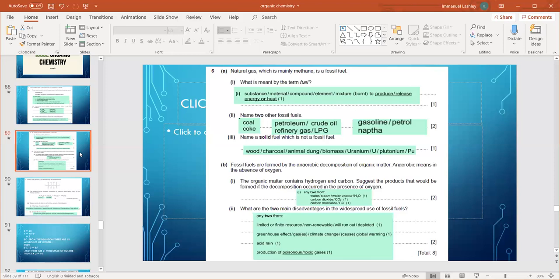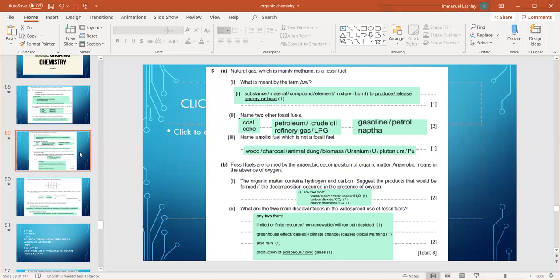Part B, fossil fuels are formed by the anaerobic decomposition of organic matter. Anaerobic, meaning lacking in oxygen, means the absence of oxygen. The organic matter contains hydrogen and carbon. Suggest the products that would be formed if the decomposition occurred in the presence of oxygen.